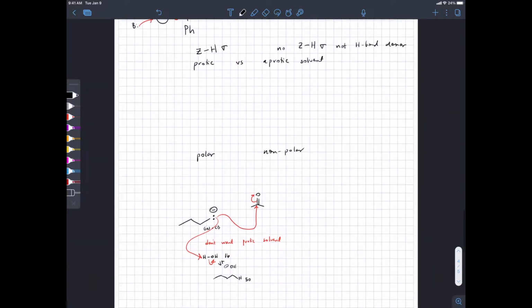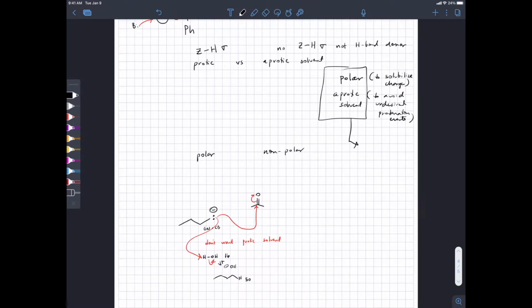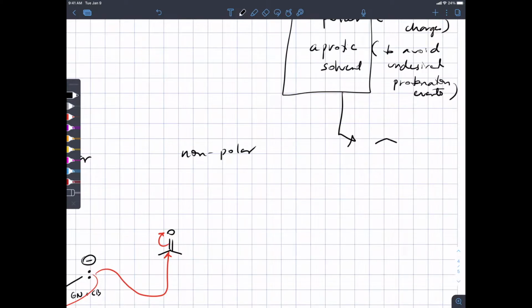So for a lot of SN2 reactions, we use polar solvents to solubilize charges, but aprotic solvents, and we go with aprotic to avoid undesired protonation events. So examples of solvents that we use often in SN2 reactions might include acetone. This is a polar aprotic solvent. There's no bond between hydrogen and an electronegative atom.